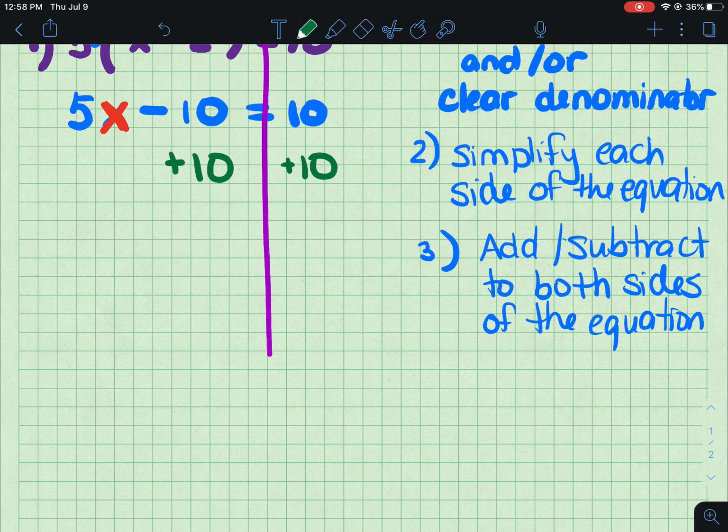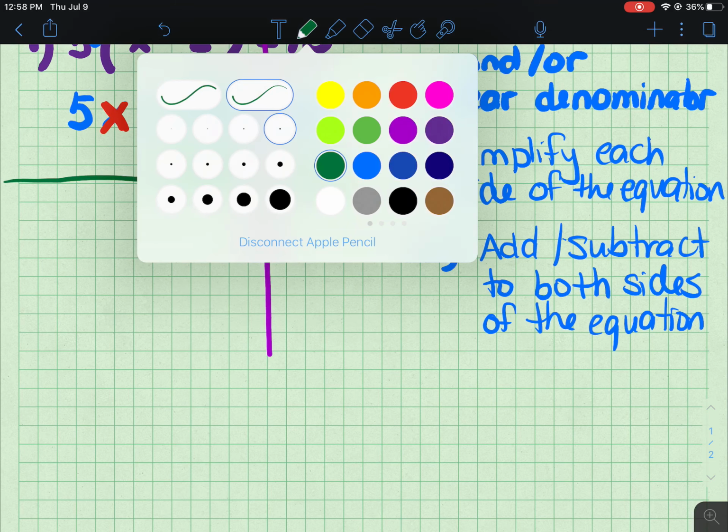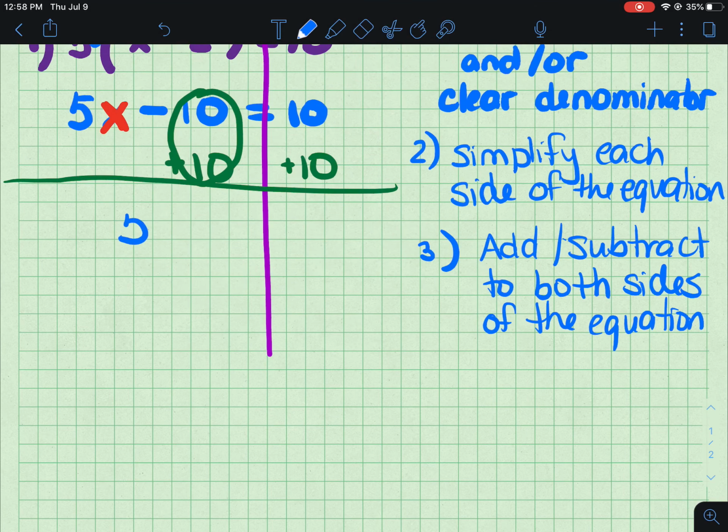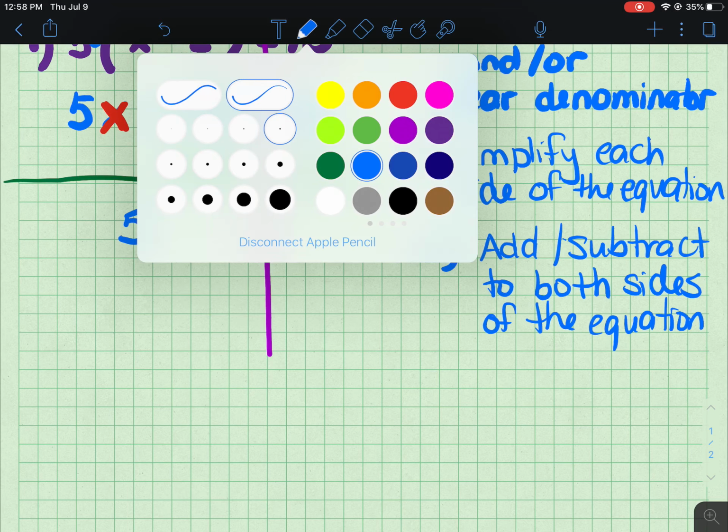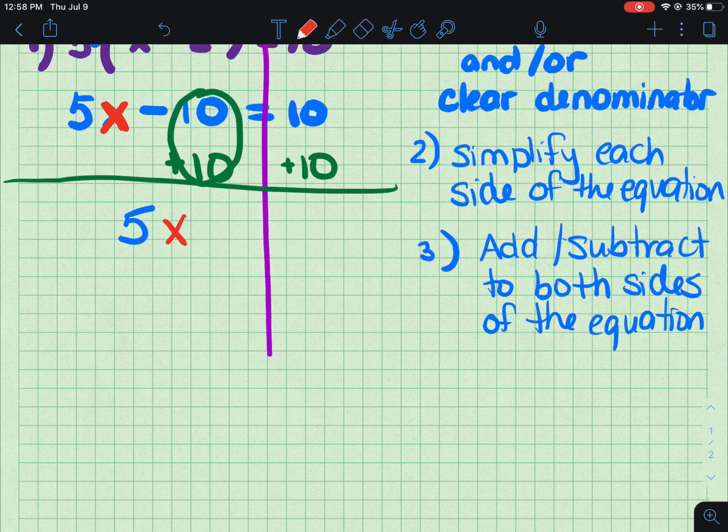Again, notice where I lined it up. I lined it up under what it's the same as. It's the same as that plain old 10. I added a 10 to both sides, so that negative 10 plus 10 is going to go away and make that big fat 0. And then we're going to be left with 5x on this side of the equation. And on the other side of the equation, we're going to be left with 10 plus 10.